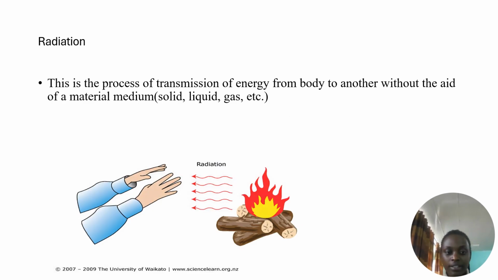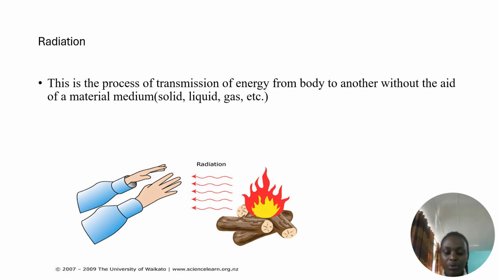Next one is radiation. Radiation is a process of transmission of energy from a body to another without the aid of a material or medium, which is solid, liquid, gas, etc. In solar radiation, heat is transmitted from one object to another through rays. It is not direct contact or transmission which happens nearby. It is from the source to the next object by rays.